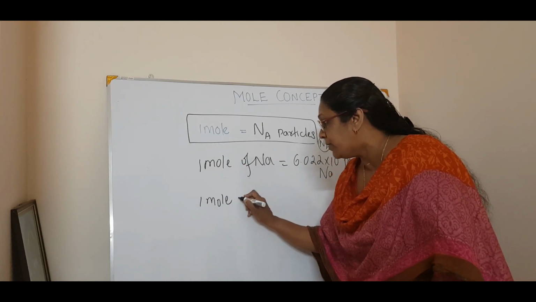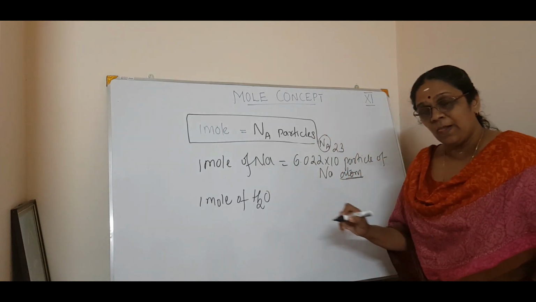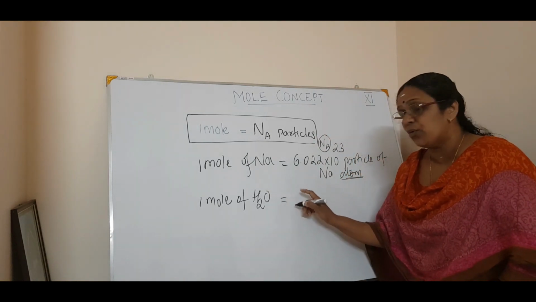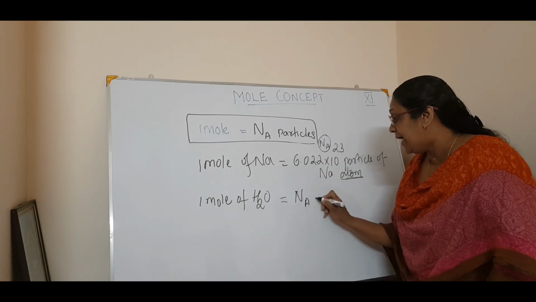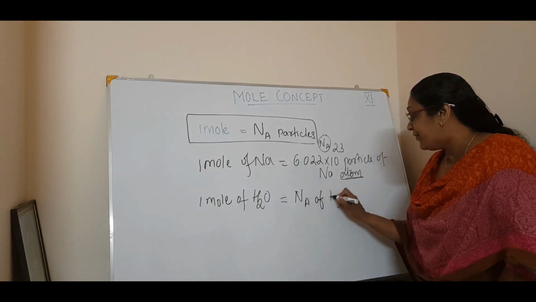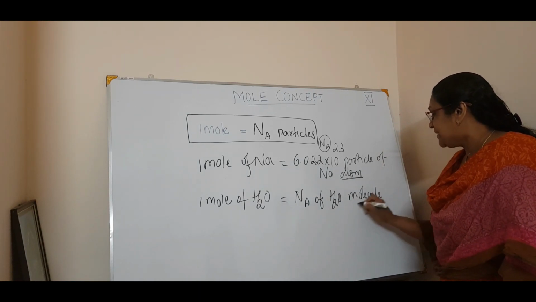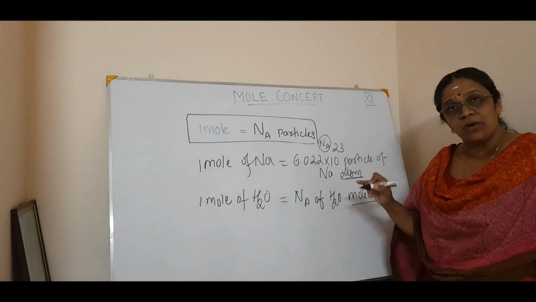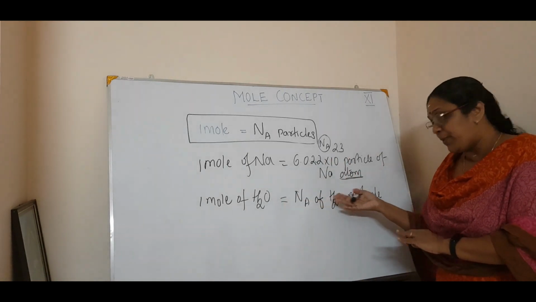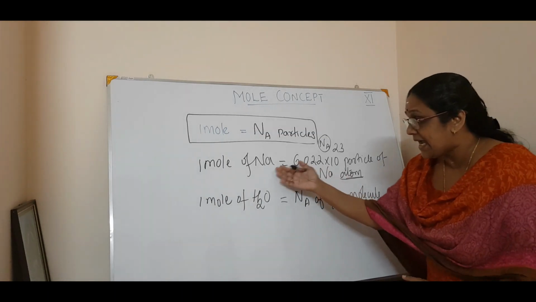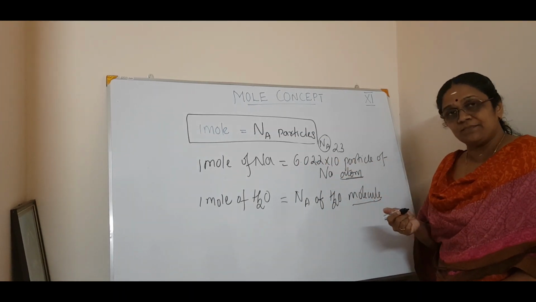Now, if I say 1 mole of sodium, this is an element. Coming to a compound, 1 mole of water. This is a molecule, right? 1 mole of water is equal to what? Again, the same quantity, Na particles, the difference is water molecule. Only the difference is you will write it as molecule. If it is a molecule, that is the Avogadro number of particles of molecule. If it is an atom, the Avogadro number of particles of atom.